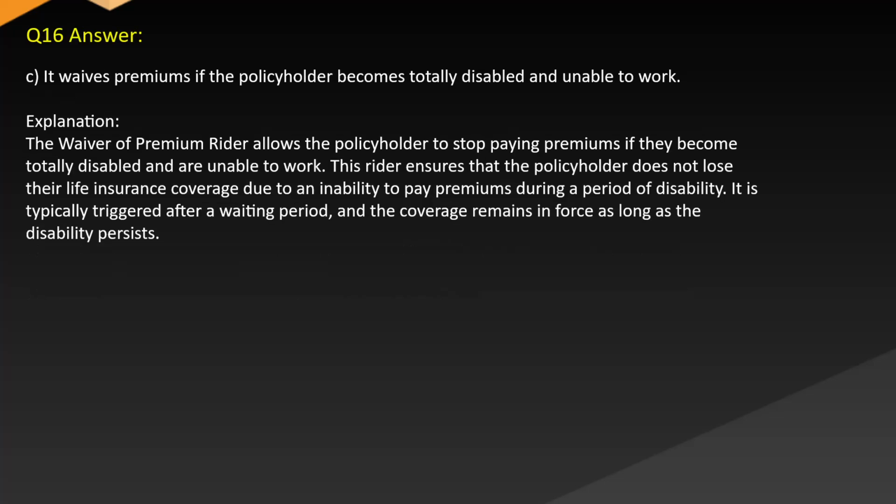Answer: C. It waives premiums if the policyholder becomes totally disabled and unable to work. Explanation: the waiver of premium rider allows the policyholder to stop paying premiums if they become totally disabled and are unable to work. This rider ensures that the policyholder does not lose their life insurance coverage due to an inability to pay premiums during a period of disability. It is typically triggered after a waiting period, and the coverage remains in force as long as the disability persists.